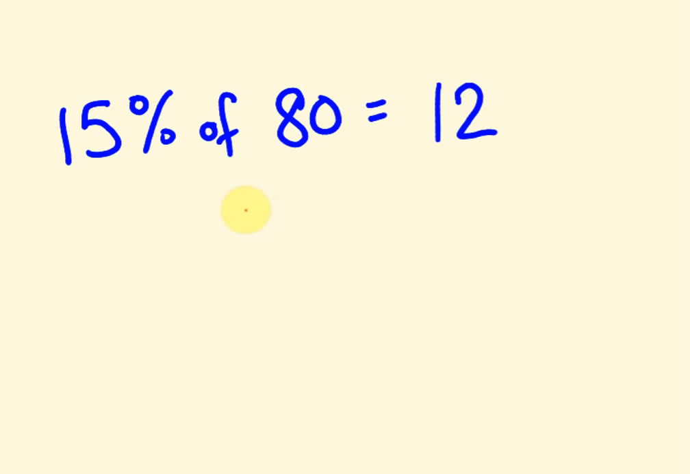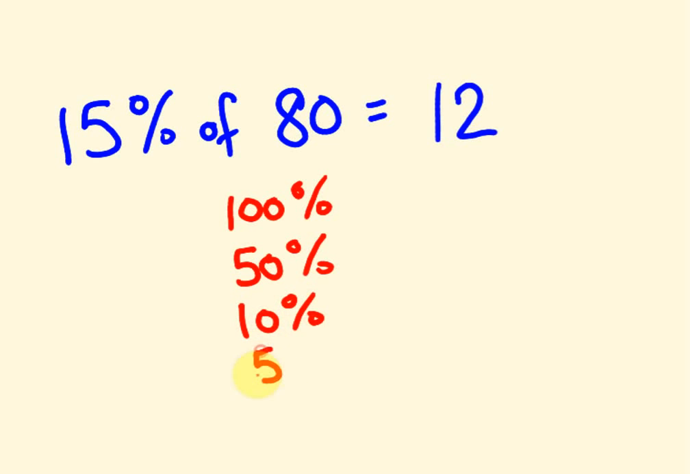First off, I'm going to introduce the idea of 100% of a number, 50% of a number, 10% of a number, and 5% of a number. We're going to be using this a lot in this video today. 100% of a number is the actual number itself. So, for example, 100% of 80 would be 80. 100% of 70 is 70. 100% of 720 is 720.